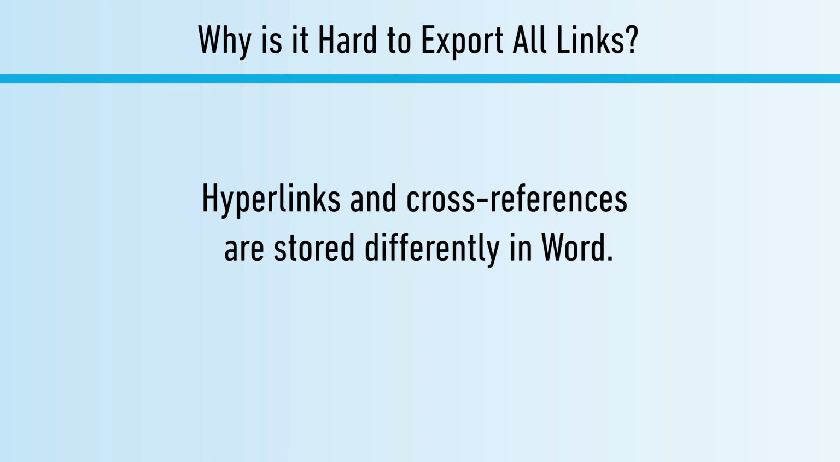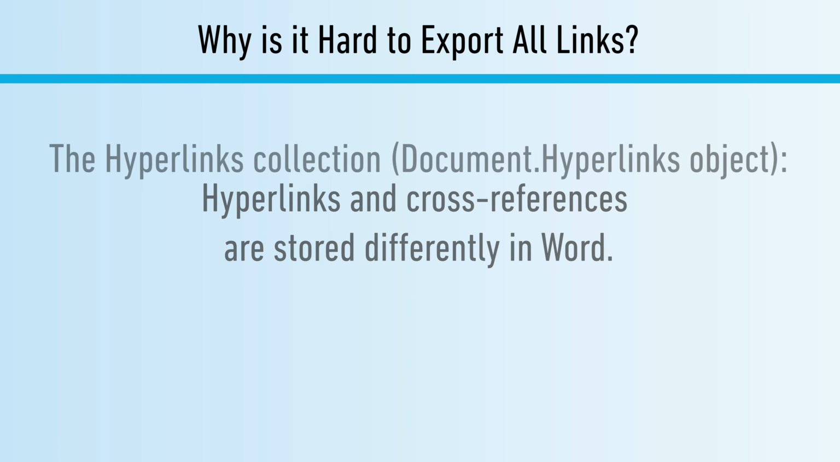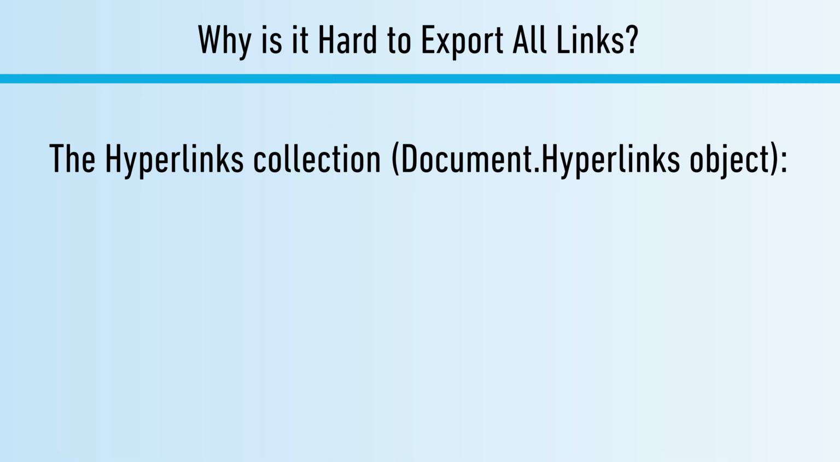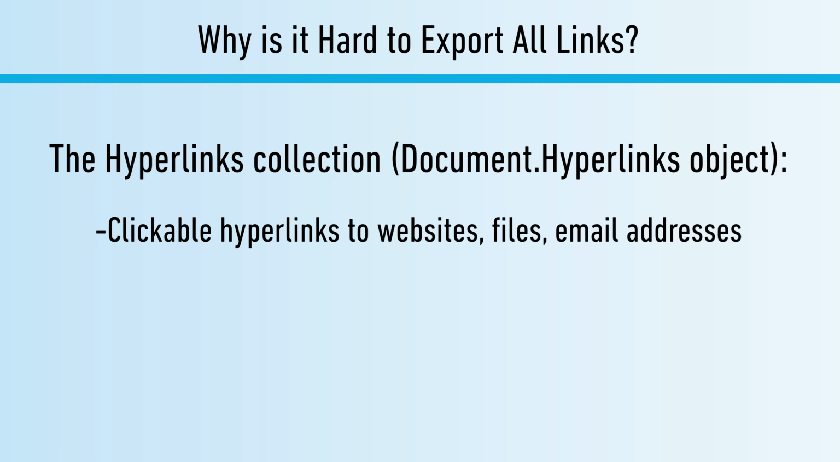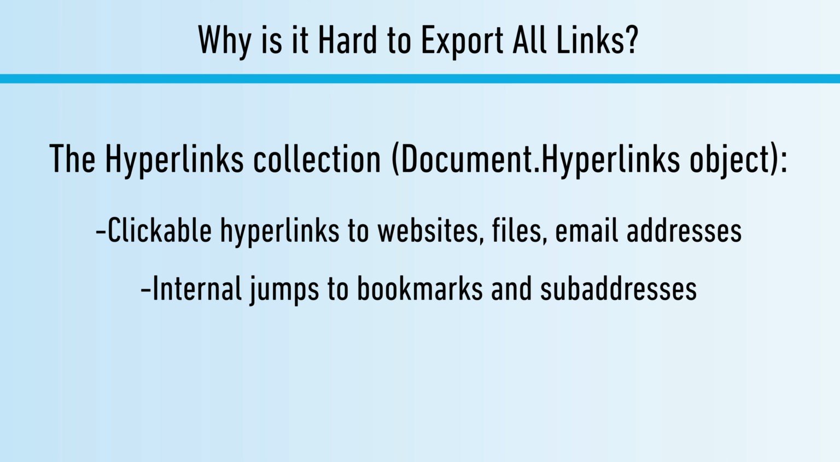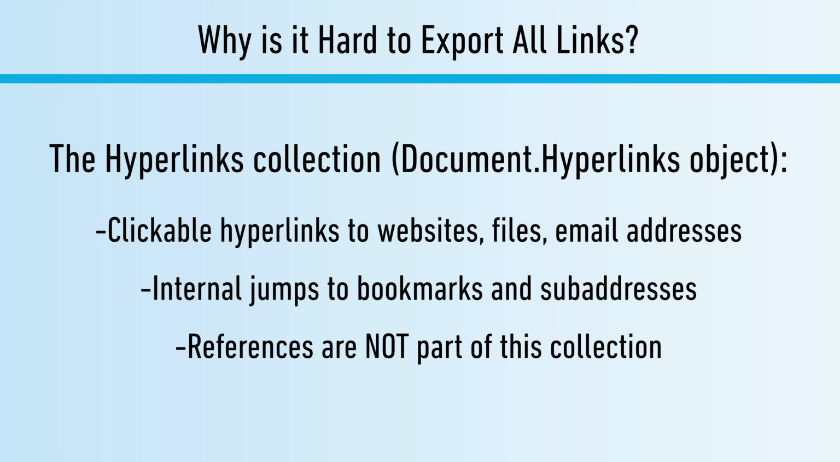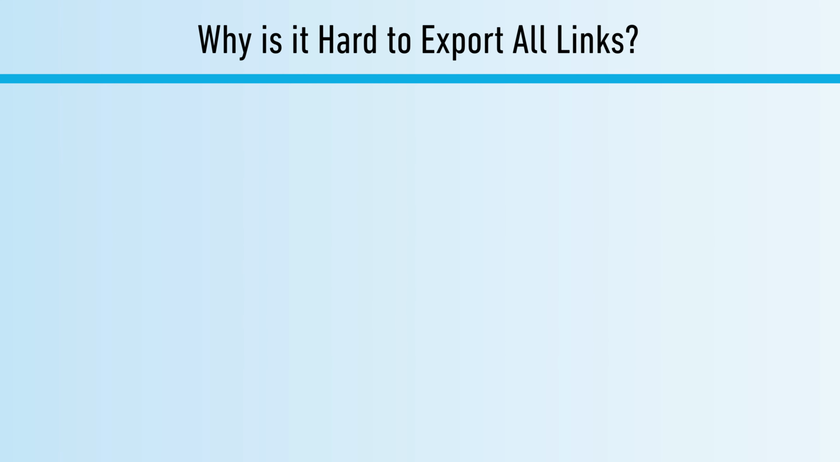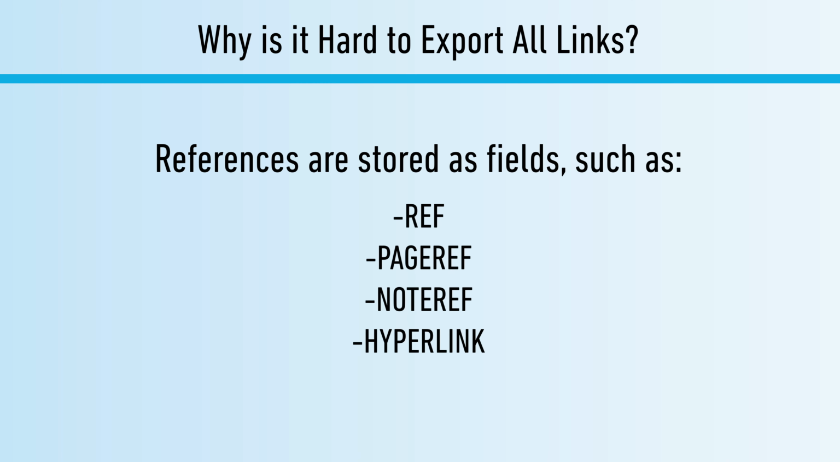It's important to understand that Word stores hyperlinks and cross-references differently, which means they must be collected differently. Word has a hyperlinks collection. That's the document.hyperlinks object. This includes clickable hyperlinks to websites, files, email addresses, and many internal jumps to bookmarks or subaddresses. But cross-references are not part of that collection. Cross-references are stored as fields, typically ref, page ref, note ref, and sometimes even hyperlink fields. They look similar in the document, but technically they are completely different objects inside Word. That's why you can't rely on just one method to extract them.